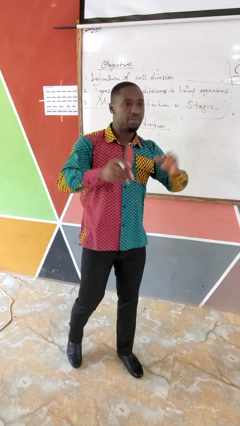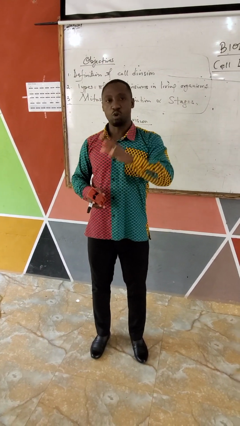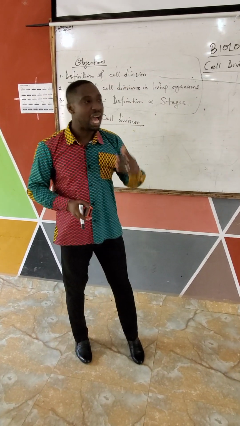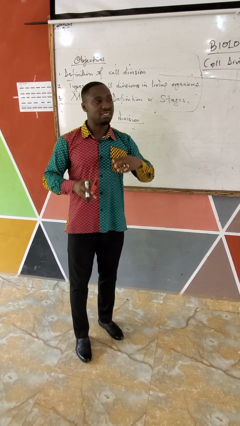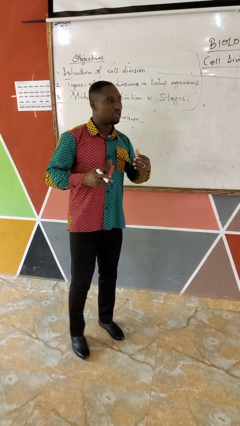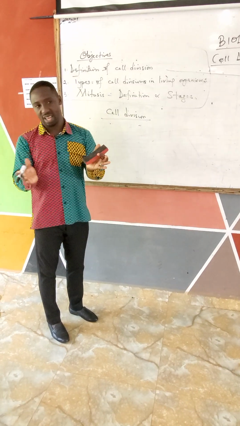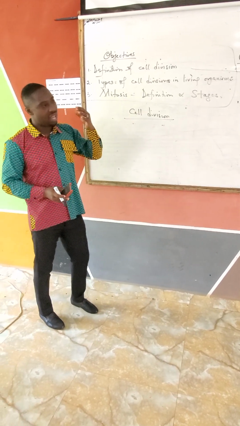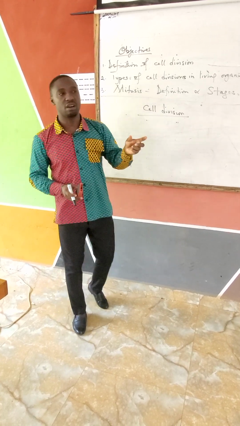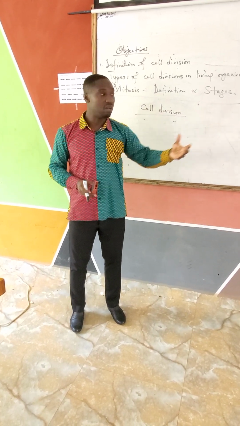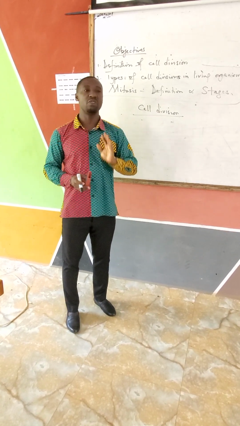Because cells are the basic unit of life, and they are responsible for growth in living organisms, they have to, at some point in time, divide so that their numbers will increase, so that the living organism will grow from one size to another size. Again, cell division has to do with the division of the cell to increase the number of cells in order to replace old and aging cells in living organisms.